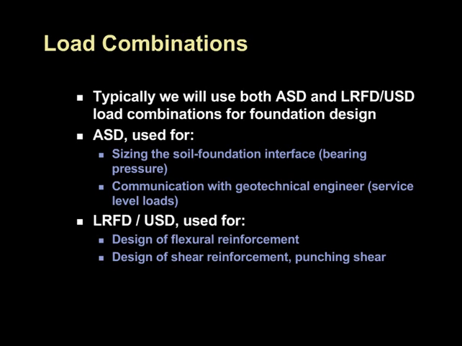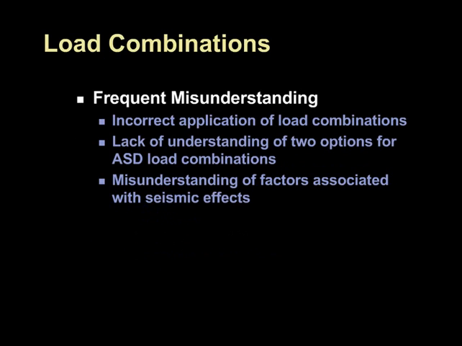Many times they're working in the world of service level loads and not necessarily in the ultimate strength design world. Conversely, when we're talking about load resistance factor design or ultimate strength design, those are commonly used for anything that's designed in concrete in ACI 318, for example, sizing flexural reinforcement in a shallow foundation or drilled shafts, or designing shear reinforcement in a shallow foundation or checking punching shear. What I see frequently misunderstood is the correct application of these load combinations, where to use which combination.